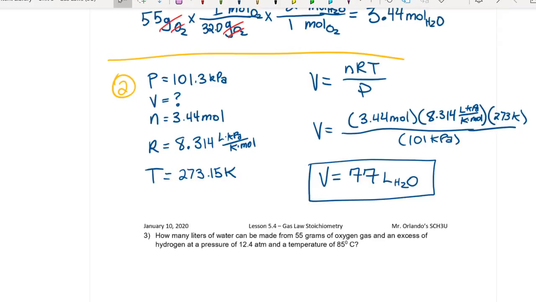And then what do we need on the bottom? P, pressure. And what's pressure? 101.3? We'll say 101 kilopascals. And bam, there it is. You just make sure everything cancels. Grams cancels with grams. Moles cancels with moles. Those moles cancel with those moles, right? Liters doesn't cancel because that's what we're getting. Kilopascals cancels with kilopascals. Kelvin cancels with Kelvin, and we're left with liters.